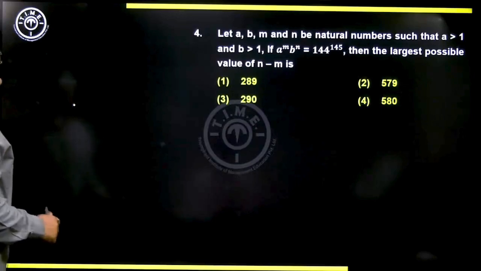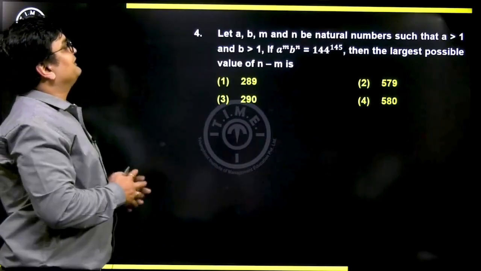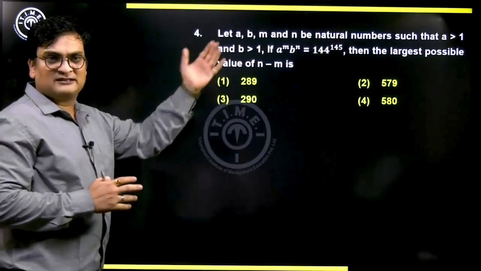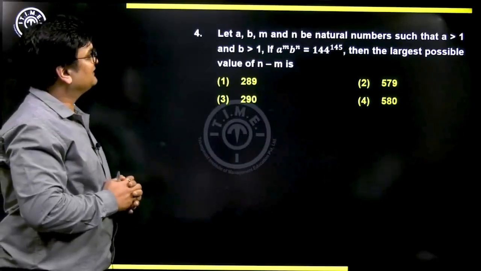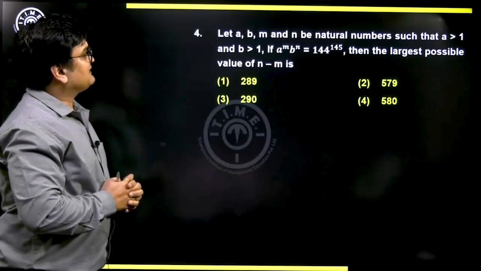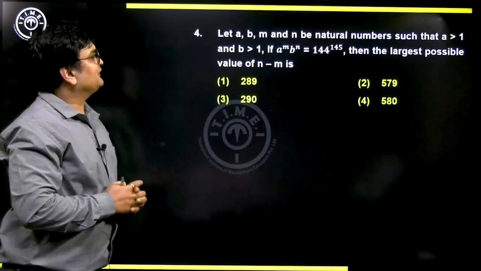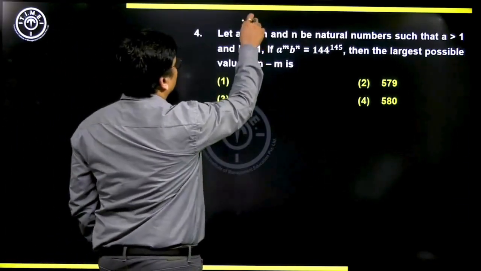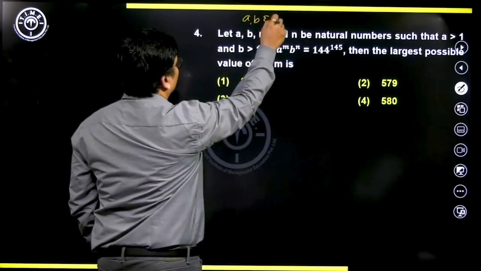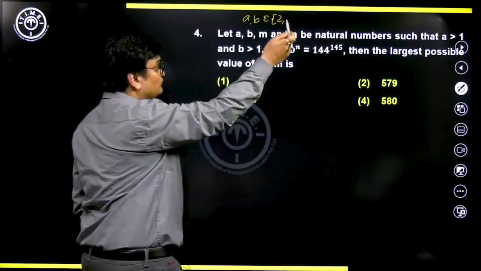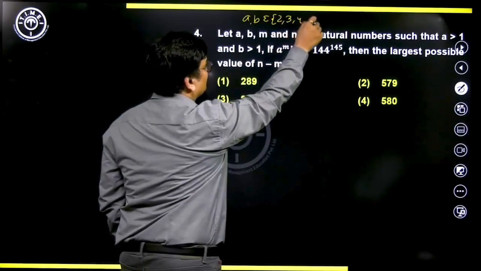Next one, let A, B, M and N, so there are 4 variables, 4 unknowns that we are dealing with, be natural numbers such that A is greater than 1 and B is greater than 1. So that means the values of A, B will start from 2, 3, 4, and so on.